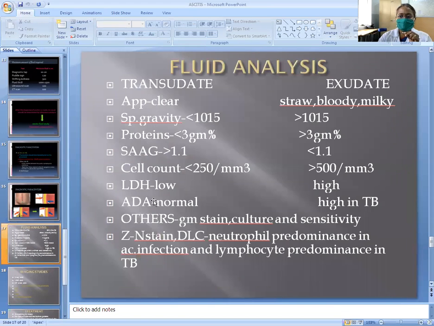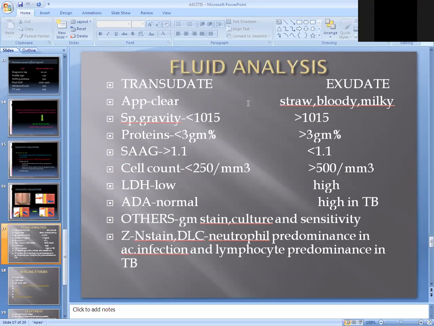So this is the report of fluid analysis. You have to send it to the lab to decide whether it is transudate or exudate. That is fluid analysis. So what to see? The features are the same as we discussed in pleural effusion. If it is transudate, appearance should be clear. Specific gravity should be less than 1015. Protein should be less than 3 gram %. SAAG. SAAG we already discussed in pleural fluid examination also.